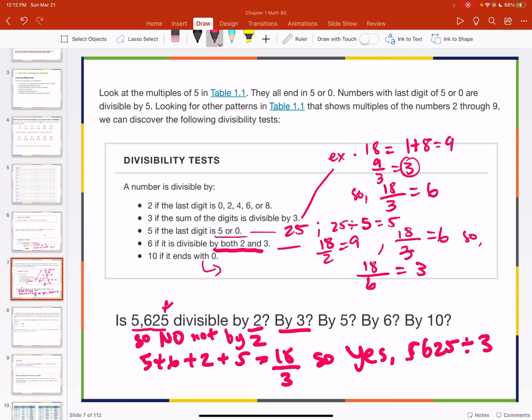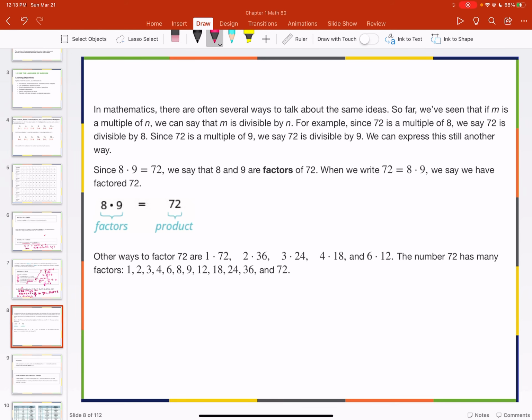Okay, and then is the last digit 5 or 0? It is. So yes, divisible by 5. Okay, and it's not divisible by 2 and 3, so it's not divisible by 6, so no to 6. And does it end with 0? No, so it's not. So the only ones that it is divisible by are 3 and 5. Okay, all right, let's see here.